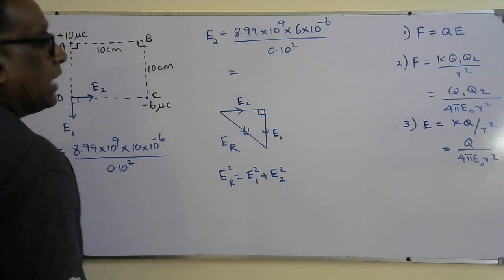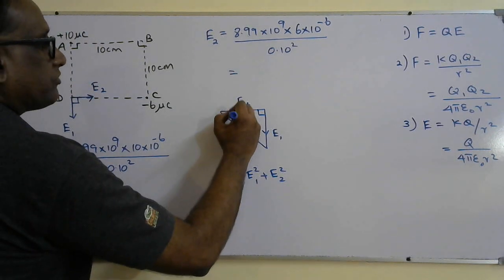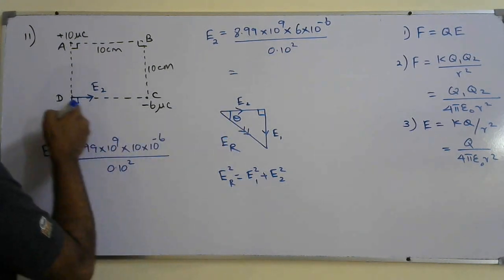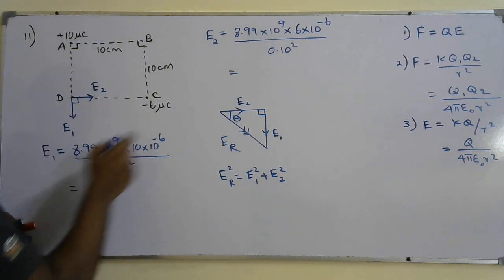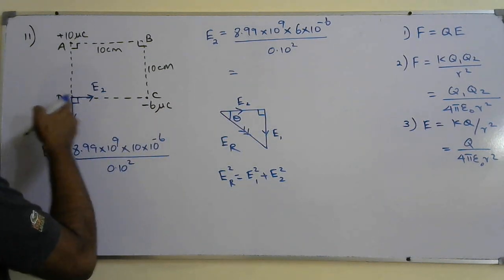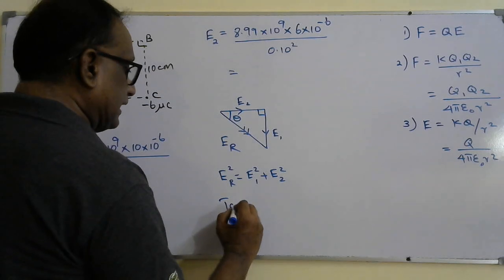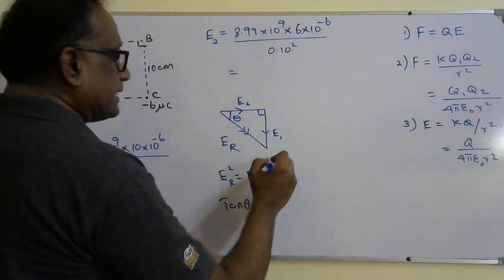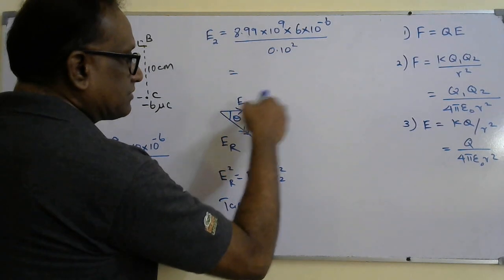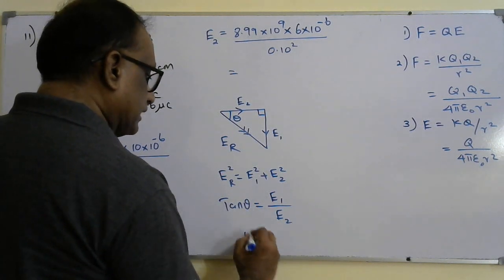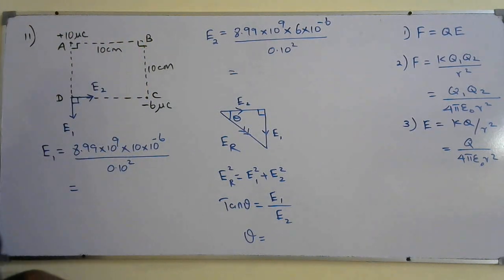You will find it. And also they can ask you to find the direction of the resultant electric field strength, theta with the side DC. So this is horizontal, E2 along the side DC. So tan theta equals opposite, that is the E1 in this vector diagram, over E2. From that find the theta, and you will get the final answer.